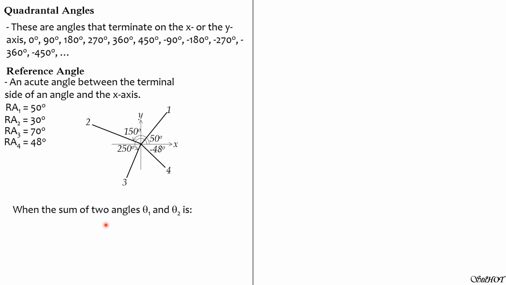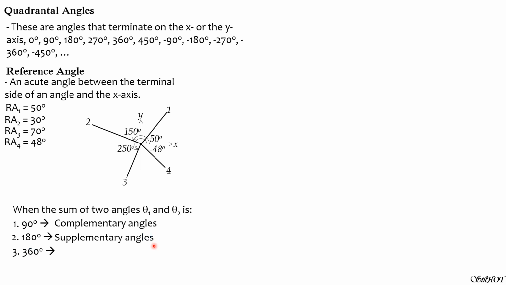By the way, when the sum of two angles, theta 1 and theta 2, is equal to 90 degrees, then each is called the complement of the other, or the angles are called complementary angles. If the sum is 180 degrees, each is called the supplement of the other, and vice versa, or the angles are called supplementary angles. And finally, if the sum is 360 degrees, each is called the explement of the other, and vice versa, or the angles are explementary angles.